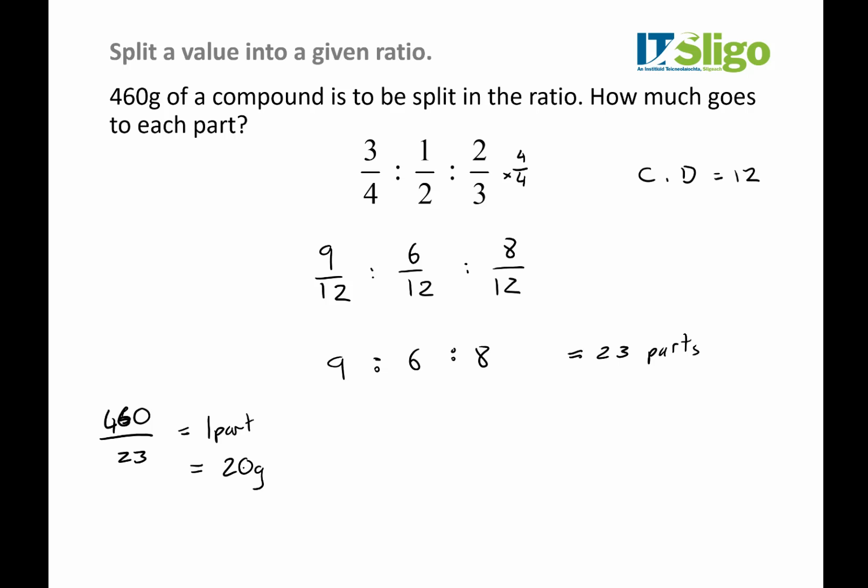And now I just distribute these. The guy on the left is going to get 9 by 20. He gets 180 grams. He gets 9 parts. The guy in the middle gets 6 parts. That's 120 grams. And the guy on the right gets 8 parts. That's 160 grams. And when we add these up together, the left two gives us 300 grams plus 160. We're back then at 460 grams.